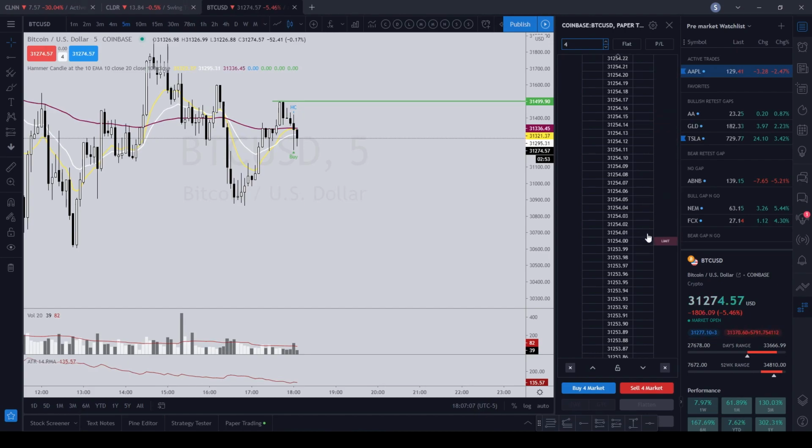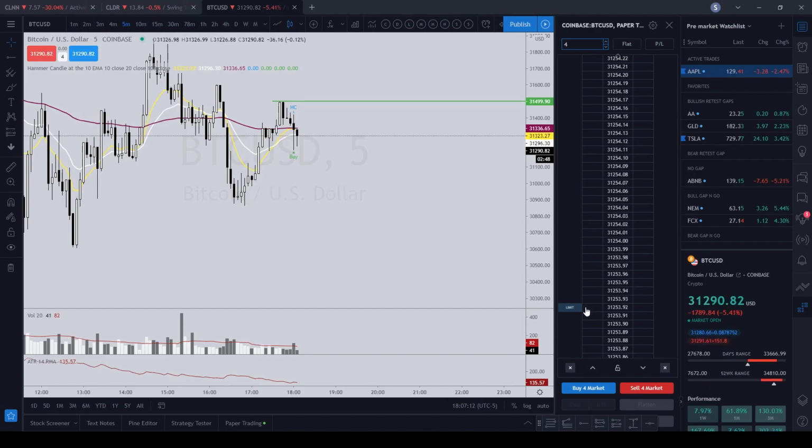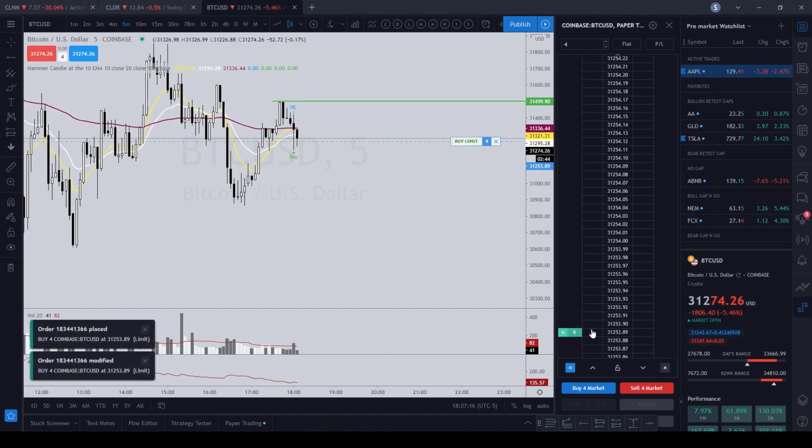So if you want to do a limit order, you need to be below the price. And on the buy side, you go somewhere below the price, and then you would just click the price that you want. It entered in the 4 Bitcoin. There's my limit order right here.